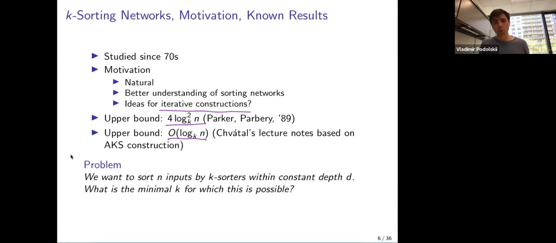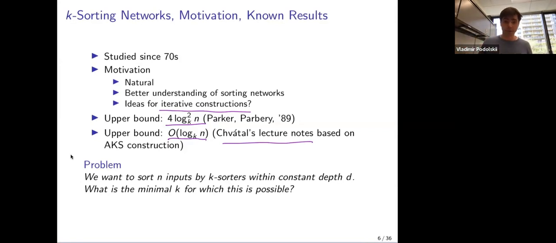the Ajtai–Komlós–Szemerédi construction. The only source I know actually is Kuchal's lecture notes on this construction. So he explains in lecture notes the Ajtai–Komlós–Szemerédi sorting network, and on the way he's also explaining that you can actually generalize. I do not think it is officially published anywhere, but it is online, so you can actually find it online.